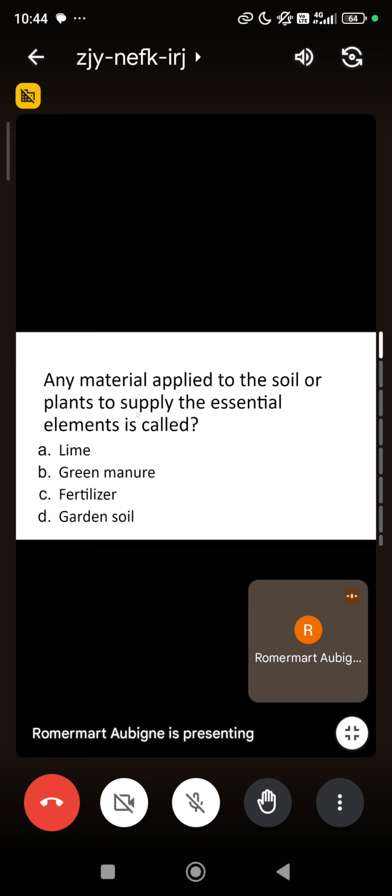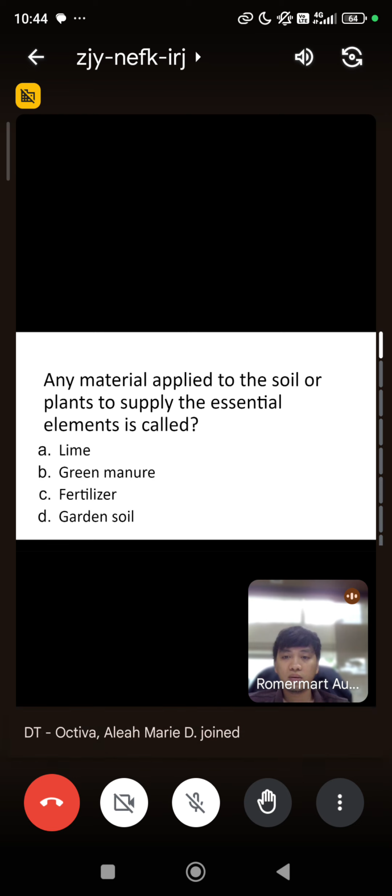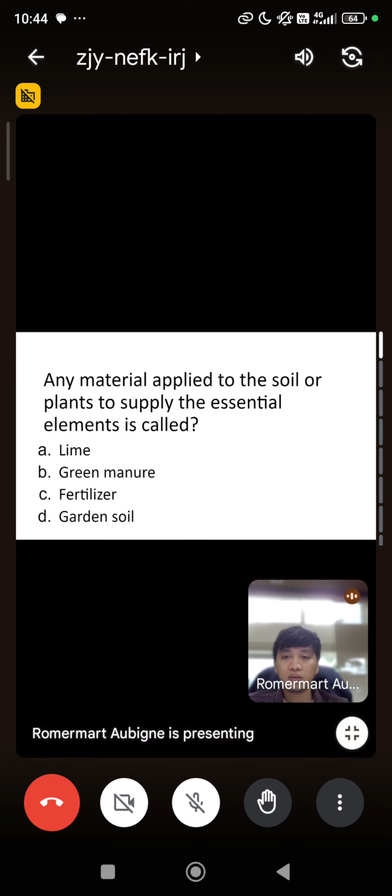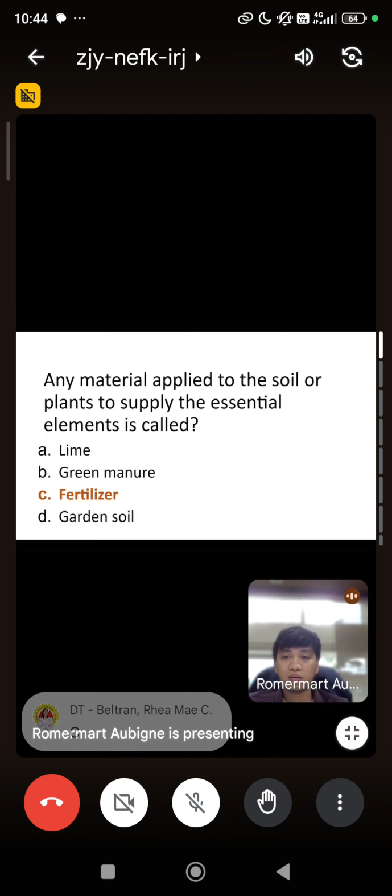So any material applied to the soil or plant to supply the essential element is called, tawag natin doon, A. Lime, B. Green manure, C. Fertilizer, D. Garden soil. Any material applied to the soil or plants to supply the essential elements is called, ano pong tawag natin doon? Ito, madali lang to. We have the fertilizer.